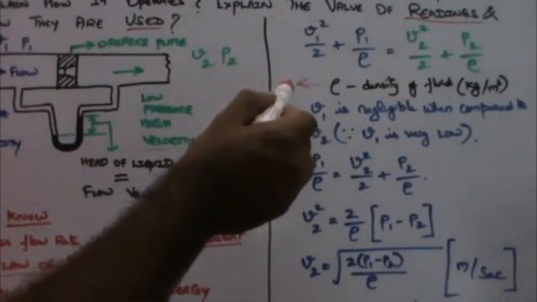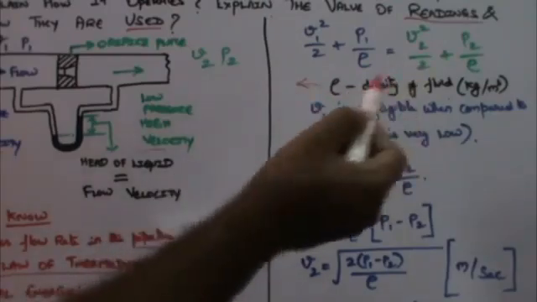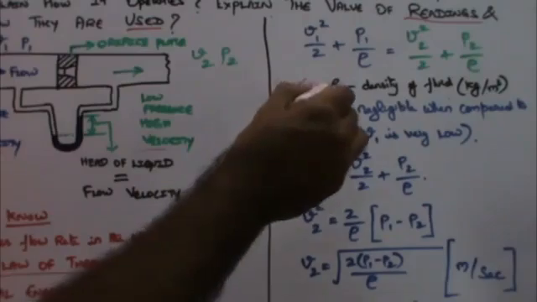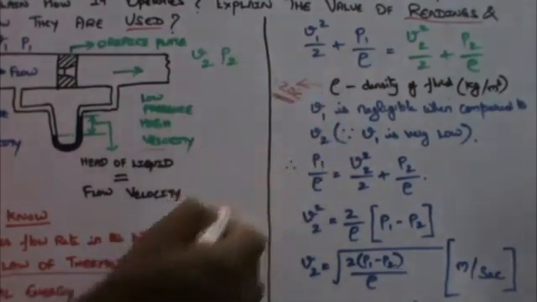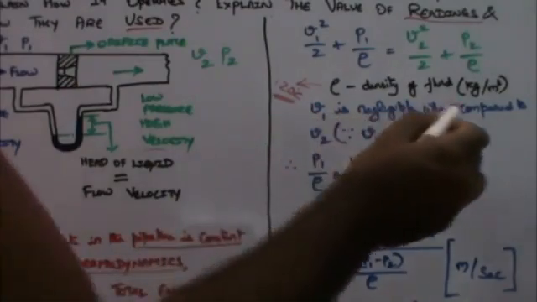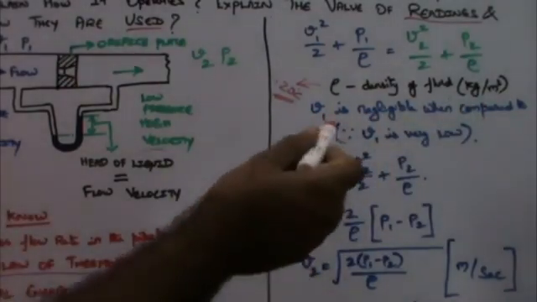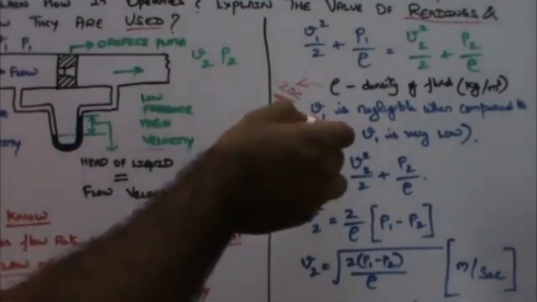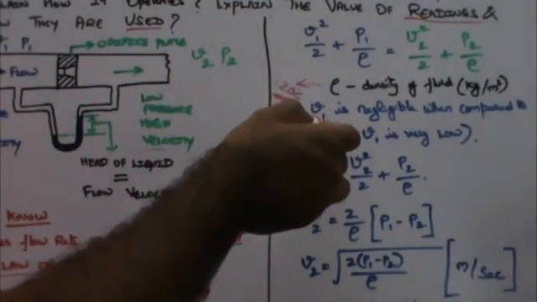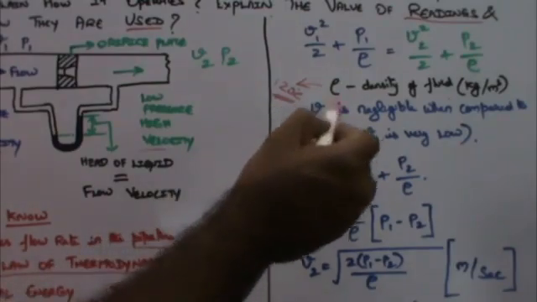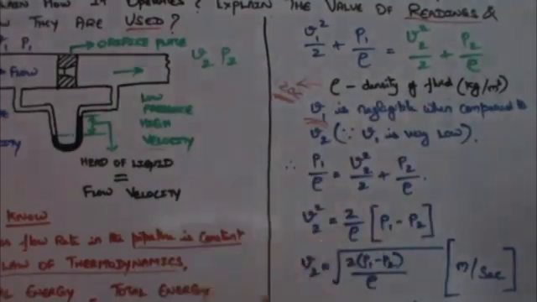Let's say the fuel oil flowing through the flow meter is at 120 degrees Celsius. You can always calculate the density of heavy fuel oil at 120 degrees. And I assume V1 is negligible when compared to V2. The reason, as I said earlier, is that V1 is the velocity of the fluid upstream, or before the orifice, which means it's a low velocity. Since V1 is very, very low, I neglect it.